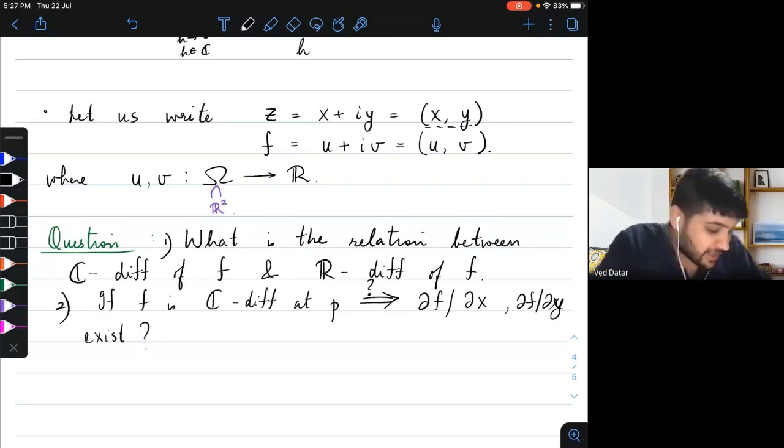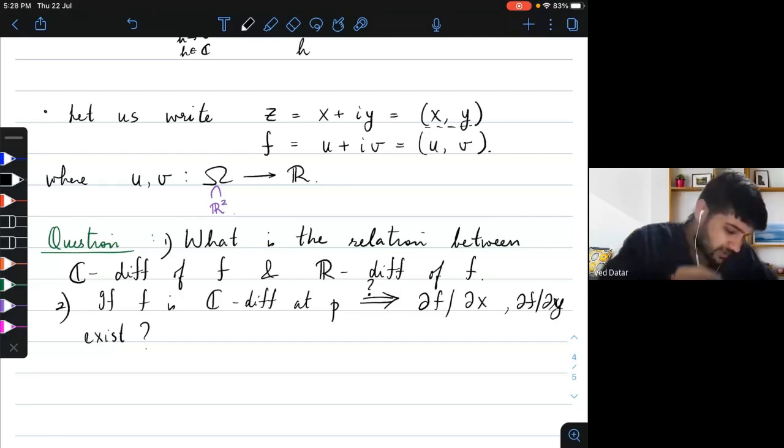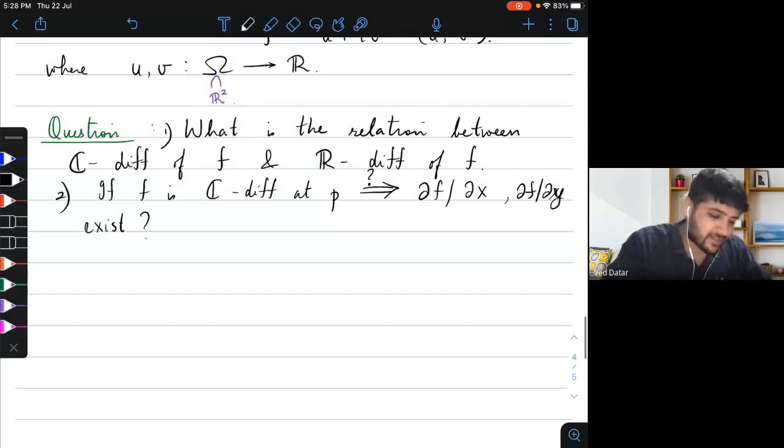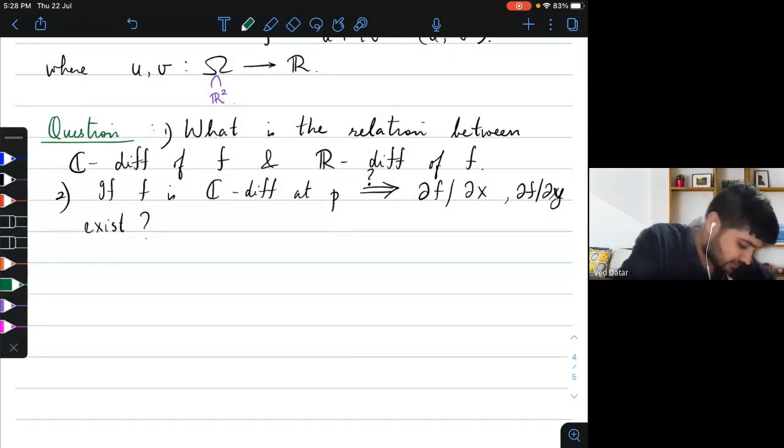Okay, so as in my earlier remark, just the fact that the partial derivatives exist does not mean that f is C differentiable, in general. So at least, are the questions clear? Hopefully. Okay, so let's analyze at least one direction before I state the main theorem.